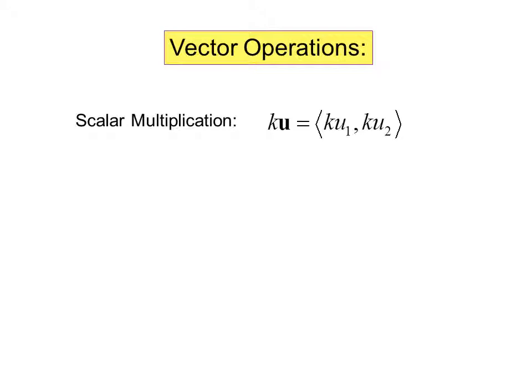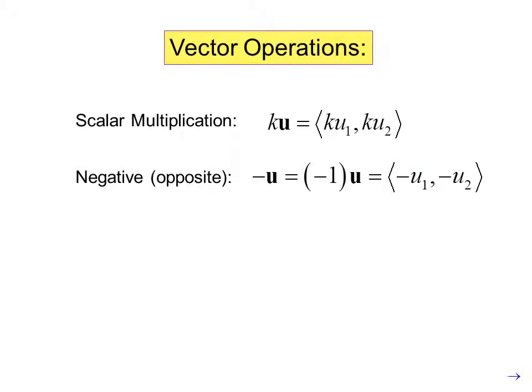Scalar multiplication, k times u, is like the distributive property. We have k times u1 and k times u2, or k times the x component and k times the y component. Negatives or opposites, as in -1u, just give us the opposite of the components.